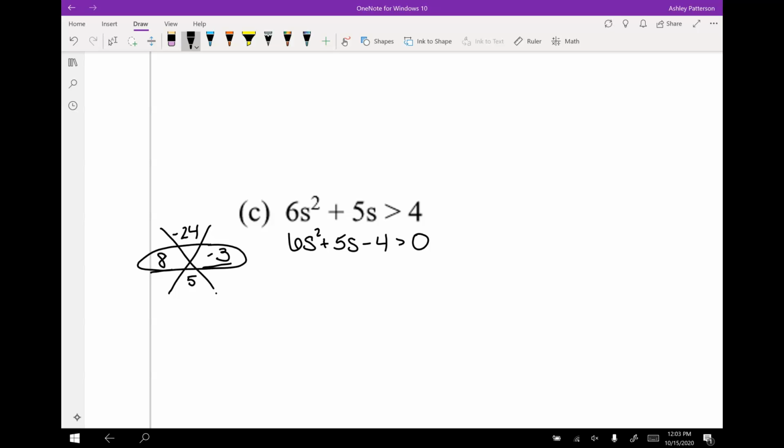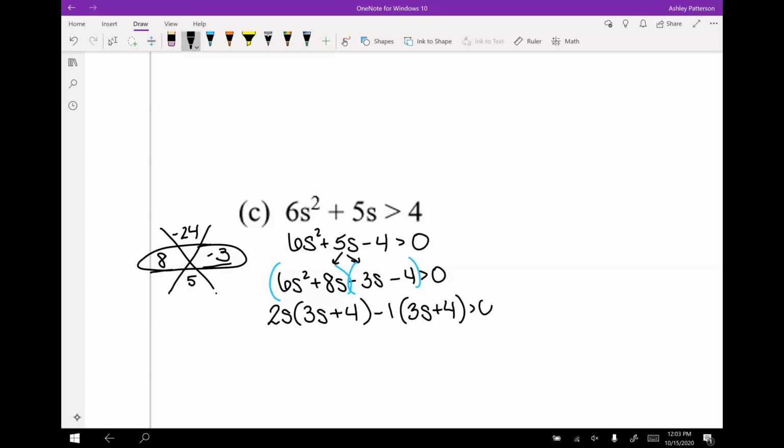Now, since these two numbers add to 5, I'm going to substitute them in for 5s. I get 6s squared plus 8s minus 3s minus 4 is greater than 0. And it doesn't matter what order you write 8 and -3 in, you'll get the same answer regardless. And then we need to factor by grouping. So factoring out the GCF from 6s squared and 8s, I get 2s, leaving behind 3s plus 4. And the only GCF for these last two terms is a -1, so I'll factor that out, leaving us with 3s plus 4.